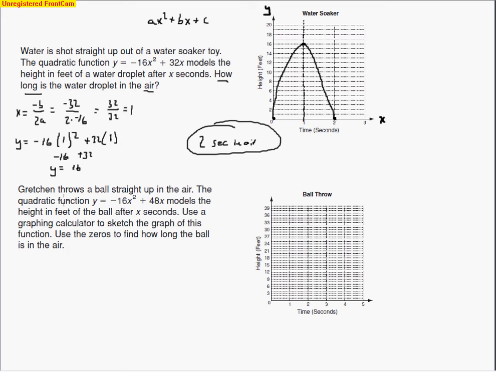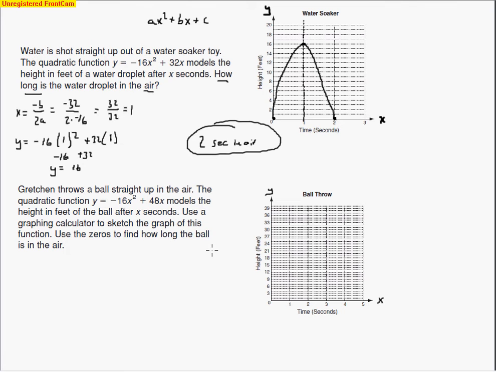Well, we see the same situation in this one where Gretchen throws a ball straight up into the air. The quadratic function y equals negative 16x squared plus 48x models the height in feet of the ball after x seconds. So this is our x-axis, this is our y-axis. And use the graphing calculator to sketch the graph of this function.